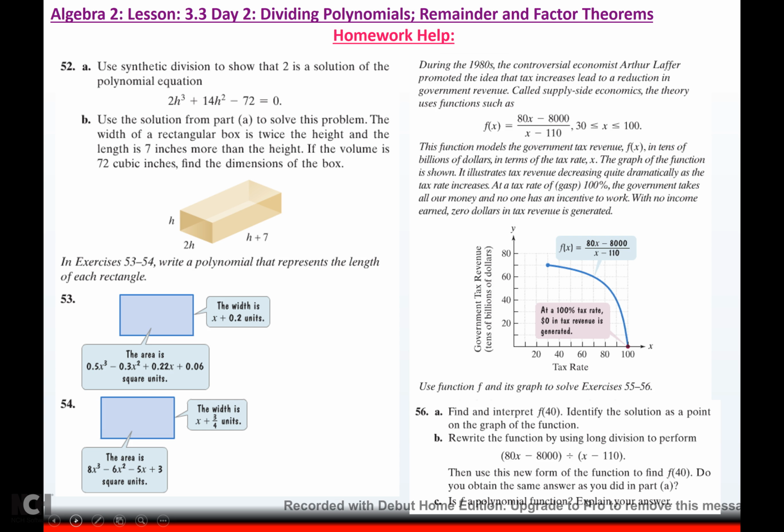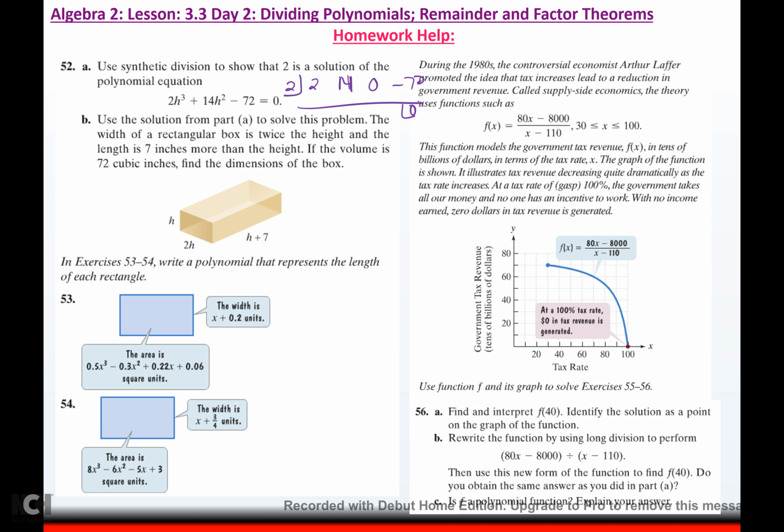Alright, so for some homework help, okay? 52 says, use synthetic division to show that 2 is a solution of the polynomial equation. So can you put 2 in the hole? 2, 2nd degree, 1st degree, constant, don't forget that 0 placeholder. And show that you get 0 for remainder.